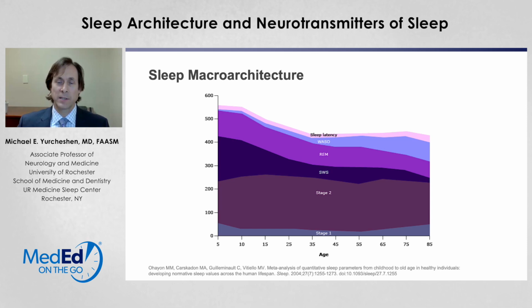Number three, some of the percentages of sleep once we get there do change as well. REM sleep remains relatively constant, but slow wave sleep goes down. It's quite common to see older individuals with essentially no slow wave sleep at all. And stage N1 sleep tends to go up, which makes sense because if you're waking up more at night, you're spending more time getting back to sleep.